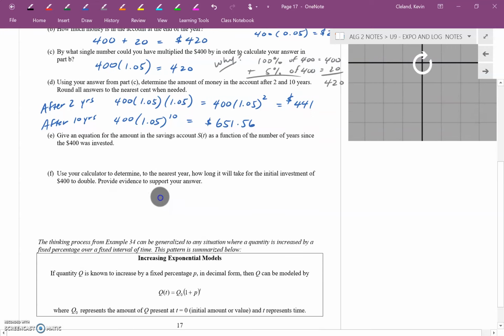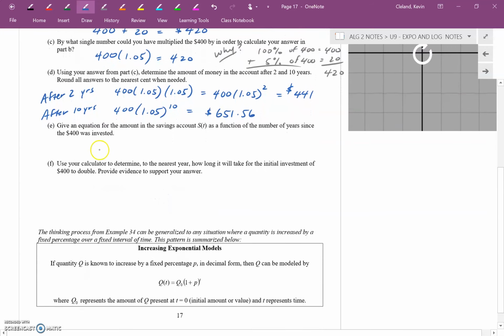Okay. So then in general, an equation for how much is in the savings account over time. Notice I'm using the variables they asked me to use. S would be the amount in the savings account, T would be time. Here's my initial investment. Here's my 105% in decimal form to the T power.